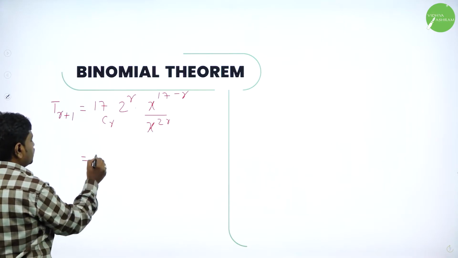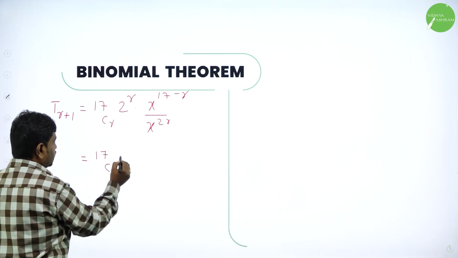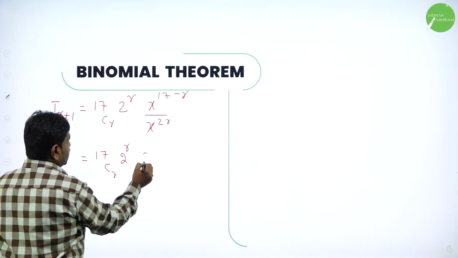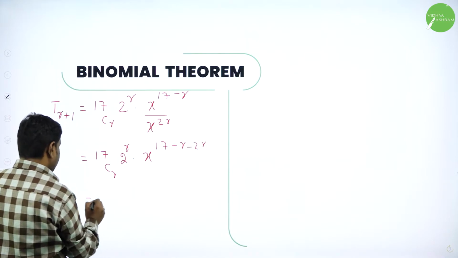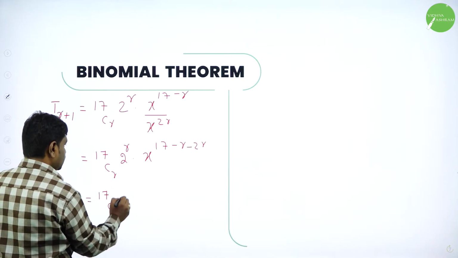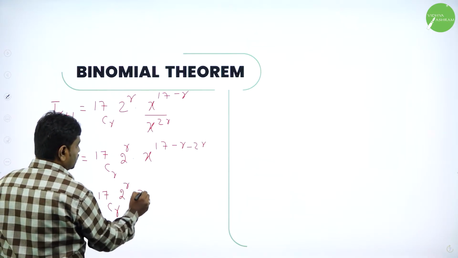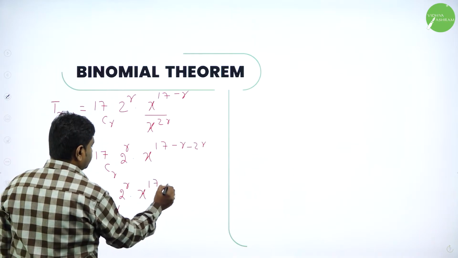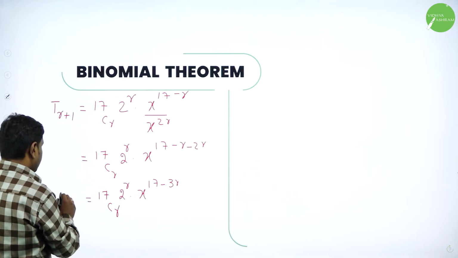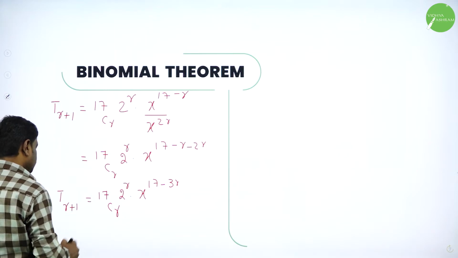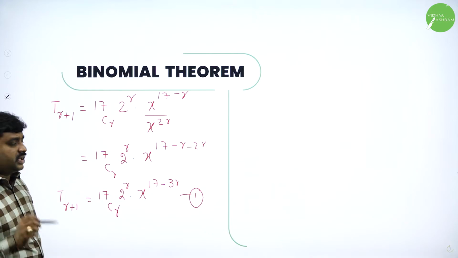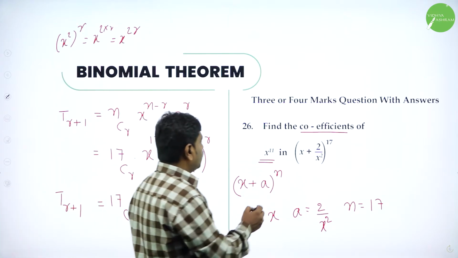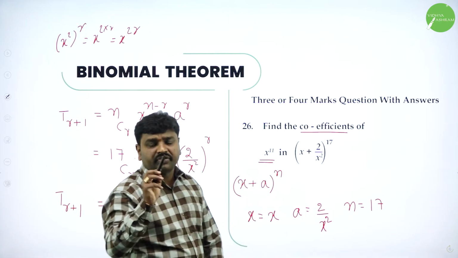Simplify this, so it will become 17Cr 2 power r x power (17 minus r minus 2r), that is 17Cr 2 power r x power (17 minus 3r). Now this is the value of T(r+1). So now we got this. Now they are interested in finding what? The coefficient of x power 11.